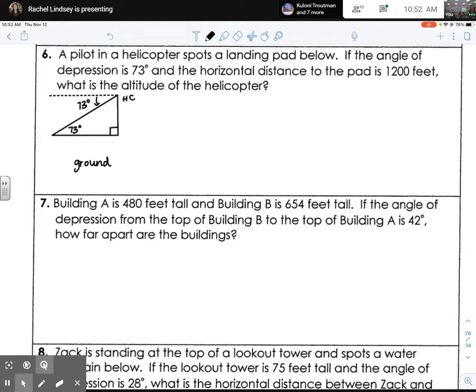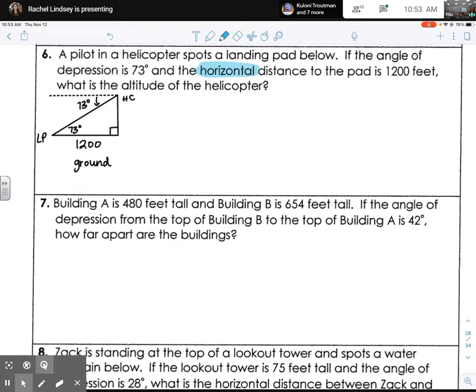Then it says the horizontal distance from the landing pad to the helicopter is 1,200 feet. The landing pad's going to be out front. That's where the helicopter's trying to go, to the landing pad. So the horizontal distance from the helicopter to the landing pad would be 1,200. That's how you know where to put that, because it says horizontal distance. You want the horizontal line, not the diagonal. So you've got vertical, diagonal, horizontal. So 1,200 would go on horizontal.